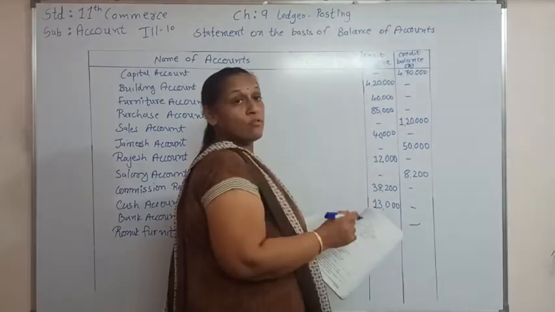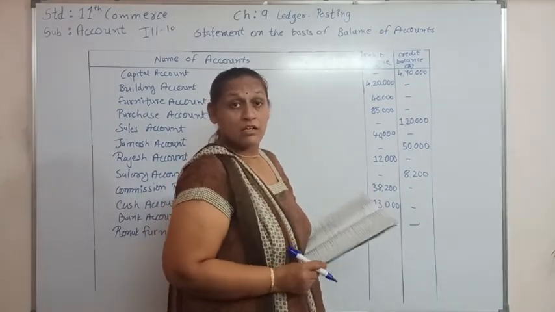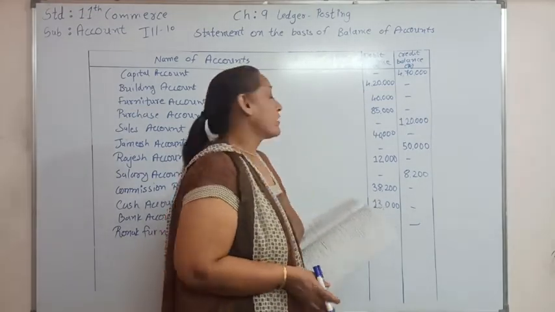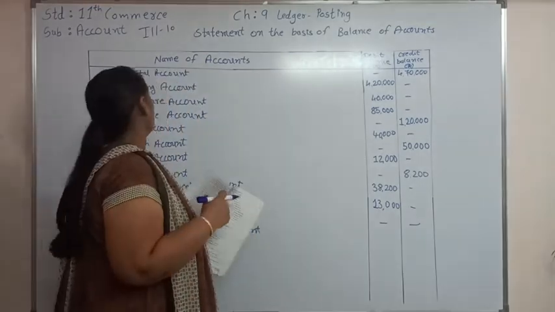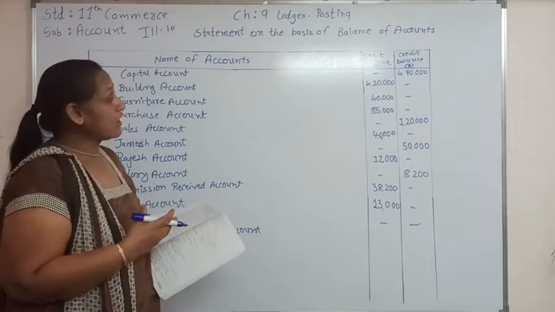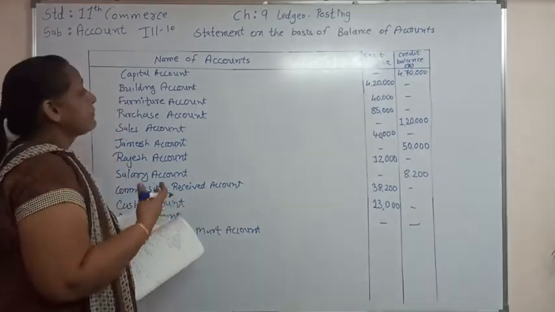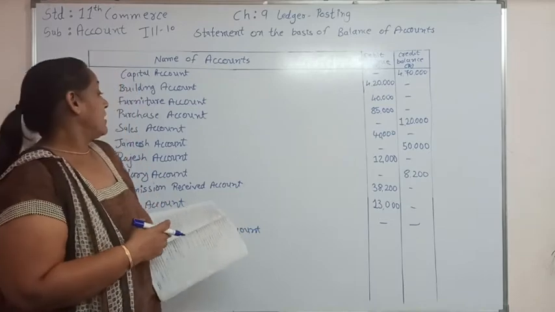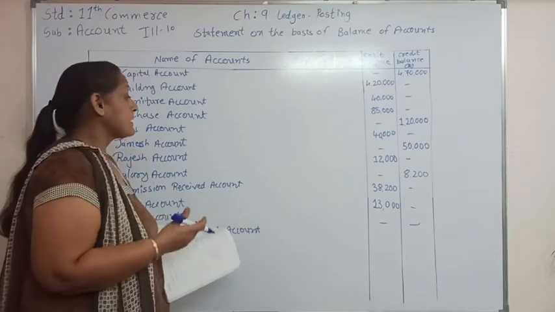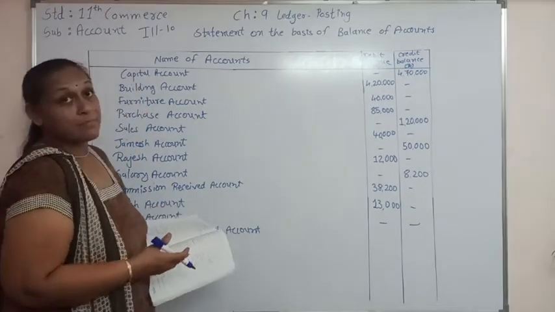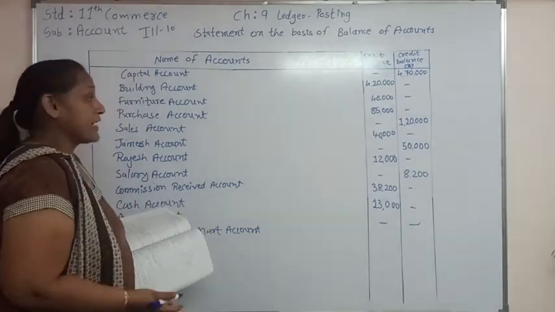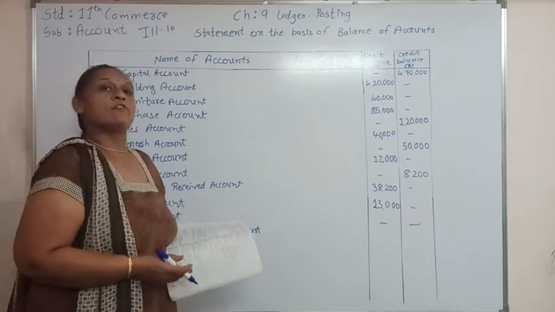So here we have found the balance of each account. Some accounts have a debit balance, some accounts have a credit balance. But in general we can see that the capital account always has a credit balance, building, furniture, purchase accounts have a debit balance, then the debtors account has a debit balance, then the expense accounts always have a debit balance, and then we can see that cash and bank have a debit balance, and we can see that capital, sales, creditors and income accounts have a credit balance.